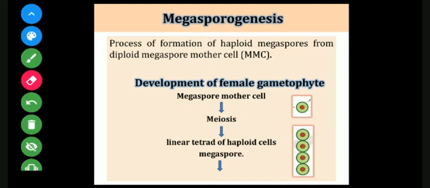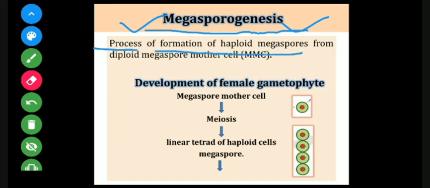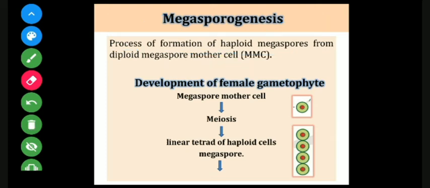Now the first part is megasporogenesis. Can you see megasporogenesis has two different words fused here: genesis, which means formation or synthesis, and megaspore. Megaspore is the spore produced or formed after meiosis of the megaspore mother cell. So it is the process of formation of haploid megaspores from the diploid megaspore mother cell. This process of formation of haploid megaspores is called megasporogenesis.